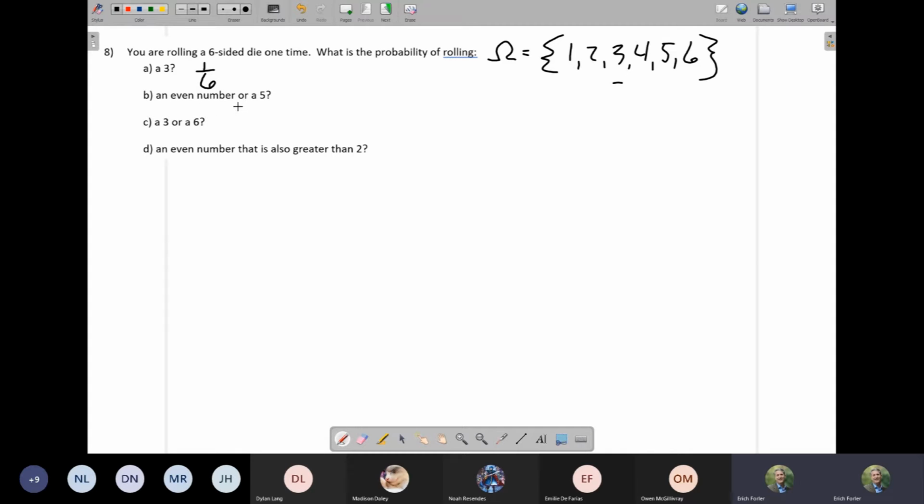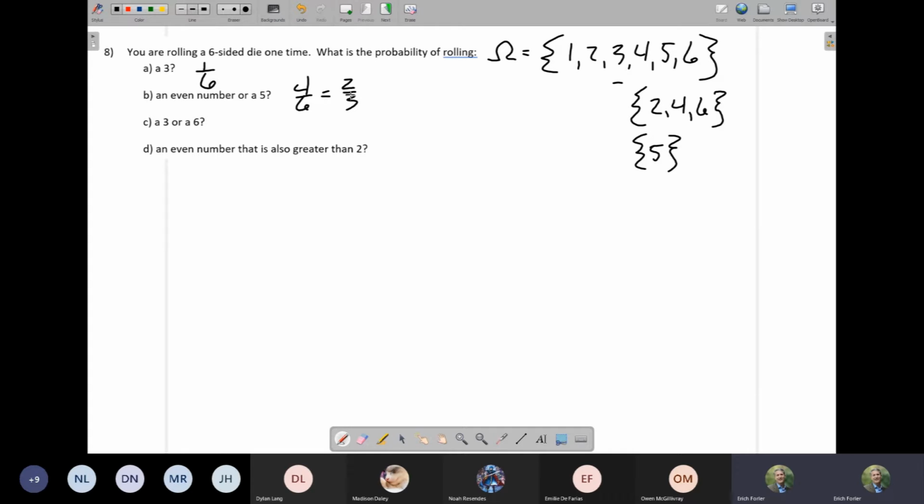The possibility of hitting an even number or a 5. So if we define these as sets, then we'd have a set of even numbers, 2, 4, and 6, and then a set of just 5. And they're asking us what's the probability of rolling either a 2, 4, or 6, or a 5. So in that case, there are 4 out of 6 possible ways, or 2 out of 3.